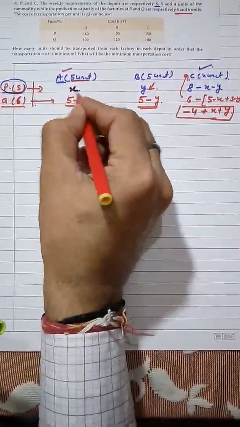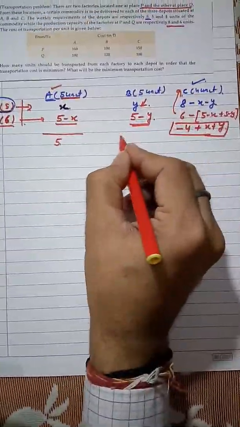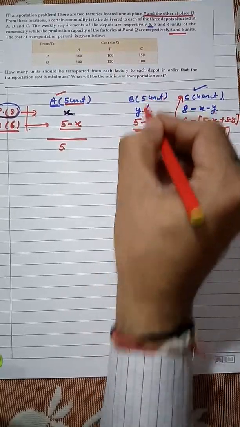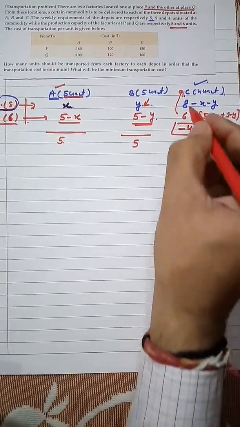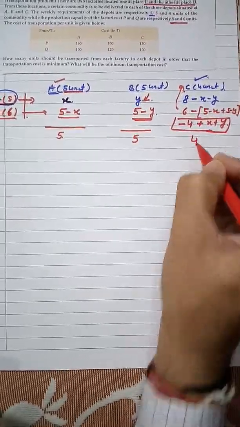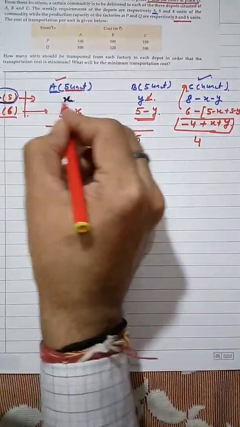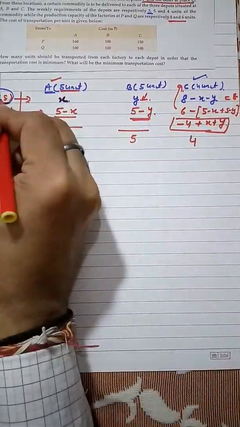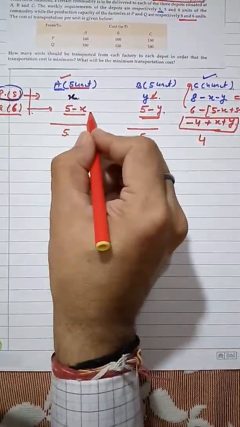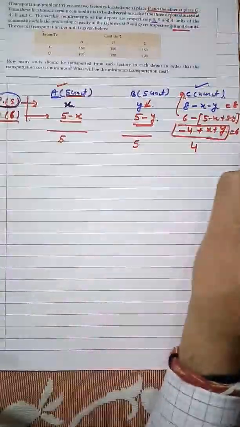Now if you add this, X will cancel, so what is left behind here? That is 5 units. Y is cancelled, so 5 units are left and it tallies. Similarly here, X cancels with X, Y cancels with Y, and 8 minus 4 is equal to 4 units. And if you tally this one, X and Y are cancelled, 8 units, and 5 plus 5 is 10 minus 4, that is 6 units, which tallies with this one. So your table is right.